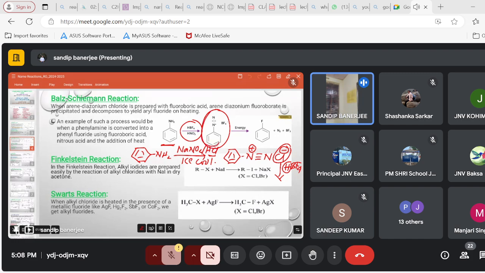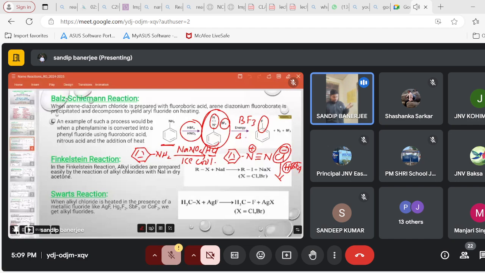And whenever you put a little amount of heat, that is energy, the N2 of this system gets eliminated, and the BF4 actually dissociates as BF3, and F is introduced into your benzene ring. In this way, you can get the fluorobenzene compound. Okay, and this reaction is very important.